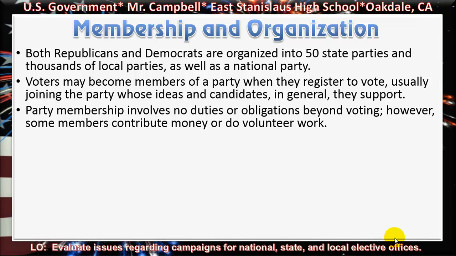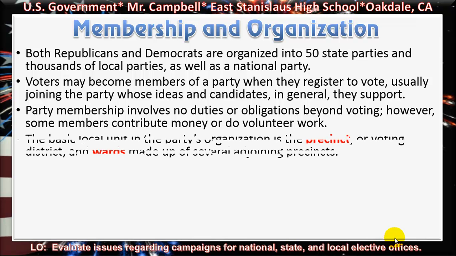So belonging to a political party doesn't obligate you to anything other than just having your party registration with that party until such time that you decide to change your registration, if you should choose to do so.